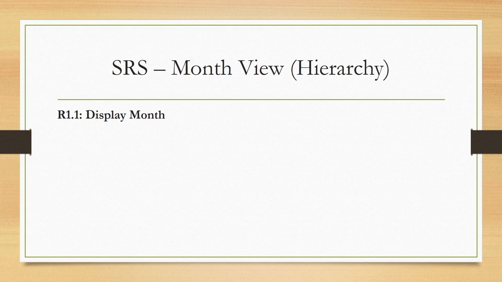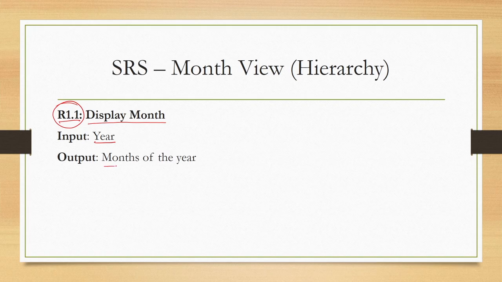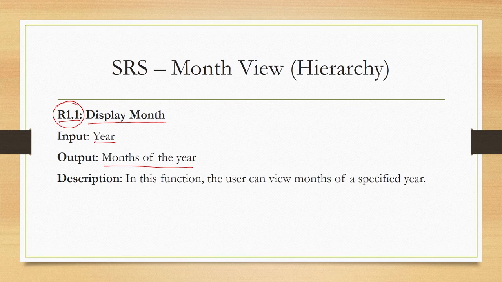Now, below the top level function, there are three sub functions that we have mentioned in the hierarchy. First sub function is display month. So, again here we have one name with label which indicates the level of the hierarchy. Since this comes under display calendar function, we are giving it a label 1.1. That means under 1, this is the first subfunction. So, in this case the input is year, the output is months of the year, and description is in this function the user can view months of a specified year. So, it is as simple as that.